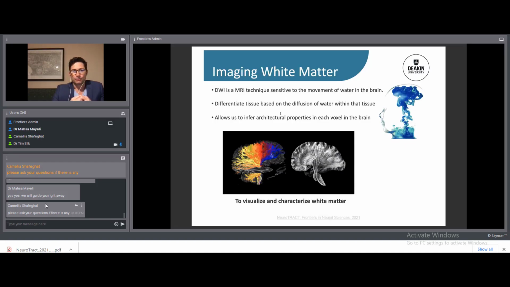So I'll just give a brief overview first off of white matter imaging in case you're not familiar with it, because we've started to use a relatively new technique here. Diffusion weighted imaging is an MRI technique that's sensitive to water in the brain and how water moves. And so it can differentiate between different tissues based on the diffusion of water within that tissue. And this allows us to infer some of the architectural properties of that white matter. You can see that picture at the bottom on the left-hand side is some tractography that's generated from diffusion data versus the histology type dissections of a real brain. Next slide, please.